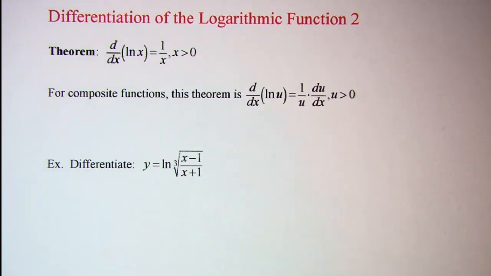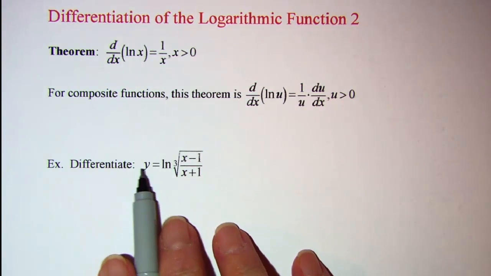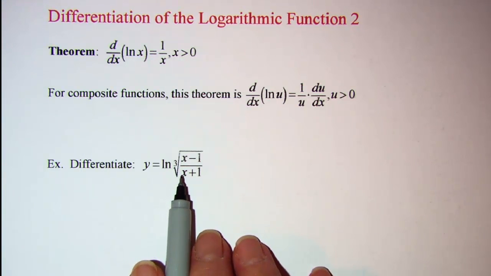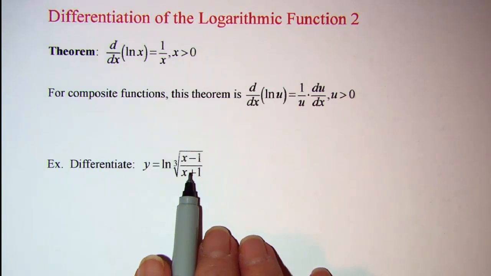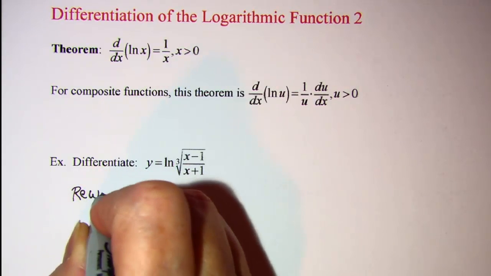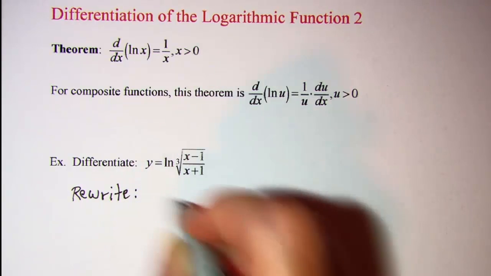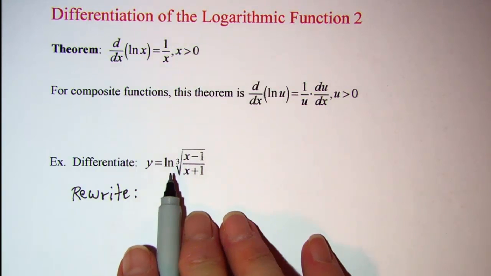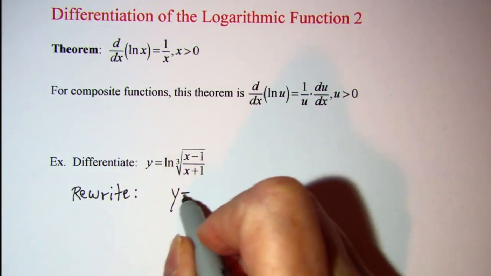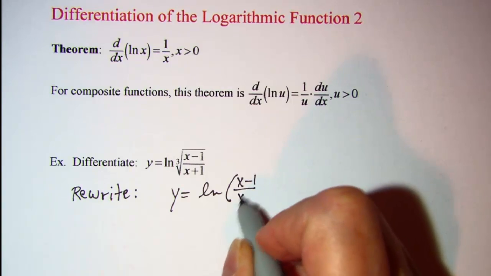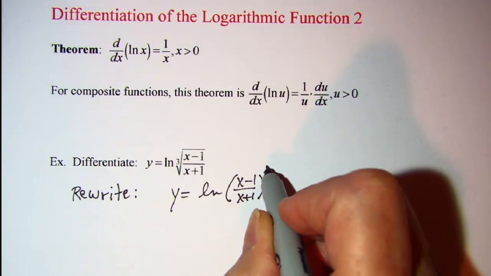In this video, we'll be differentiating another logarithmic function. Our problem is that we want to differentiate y equals the natural log of the cube root of x minus 1 over x plus 1. Now let's rewrite this. We know that when we have a radical, we can write it using exponents. So this function becomes y equals ln of x minus 1 over x plus 1 raised to the 1/3 power.